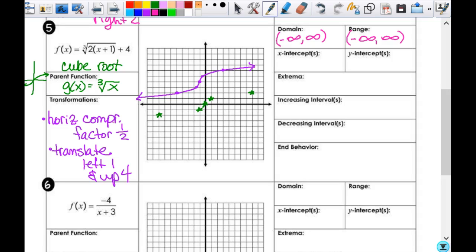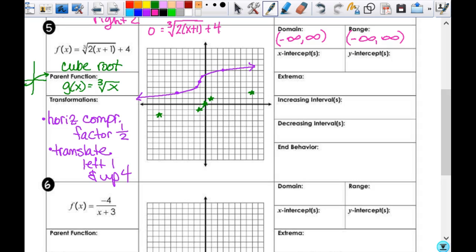So I substitute y is 0. So sometimes you have to say that to yourself so you do the right thing. X-axis, my y value is 0. F of x is my y. So I'm going to put in 0 for y. That's equal to the cube root of 2 times x plus 1, plus 4.